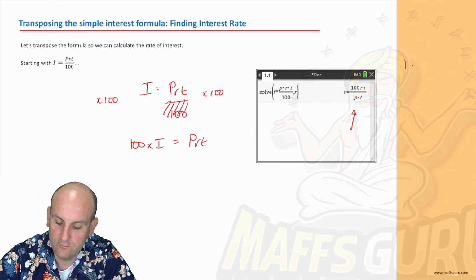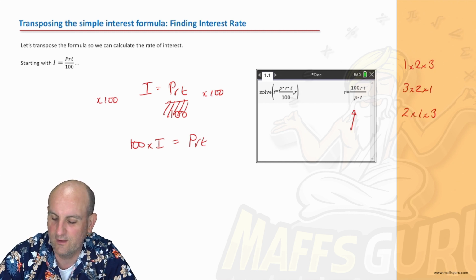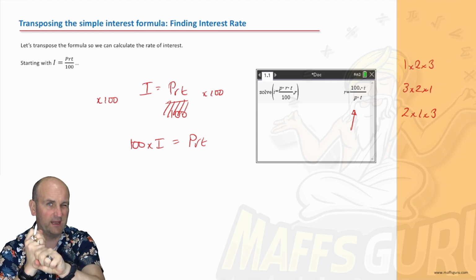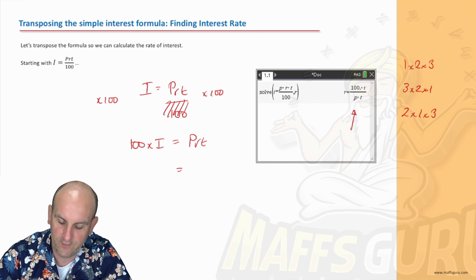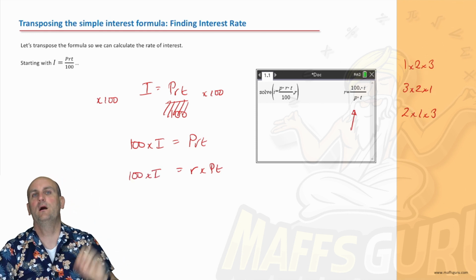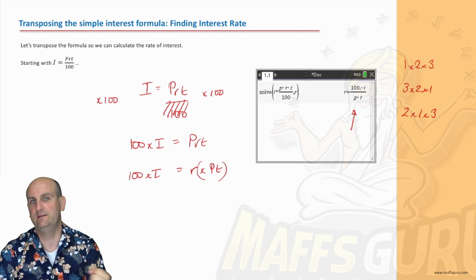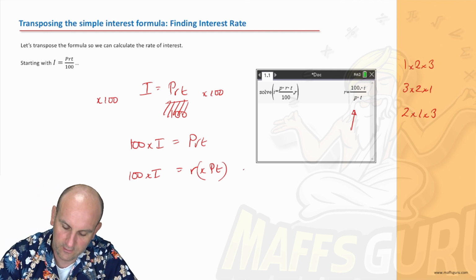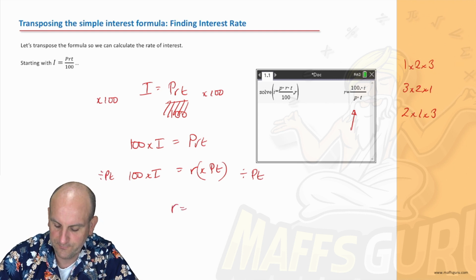Now, what we know is 1 times 2 times 3 is the same as 3 times 2 times 1, which is the same as 2 times 1 times 3, and I could go on. But when things are all connected by kissy kisses, we can actually move them around. And you're going to say, well, why would I do that? Well, I want to get the R first. So I could have R times P, and I'm going to write it T. Now, why am I doing it like R times PT? Because I want the R on its own, which means I need to get rid of that times PT. How do I get rid of a times? Divide both sides, that's right. So I'm going to divide both sides by PT, which gives me that R is equal to 100 times I on PT.